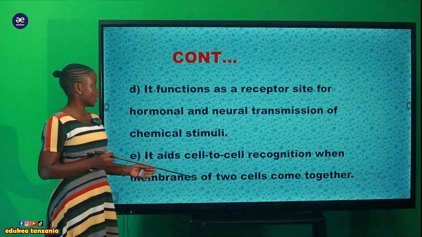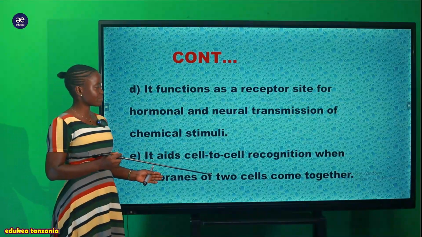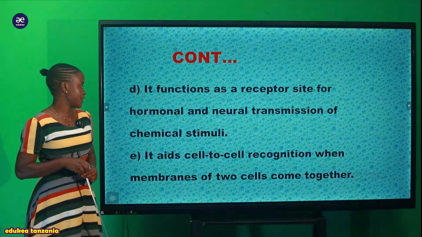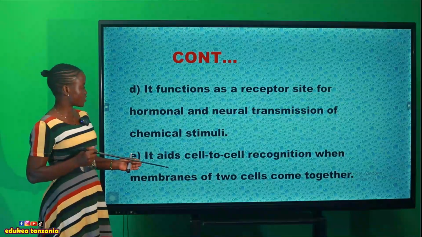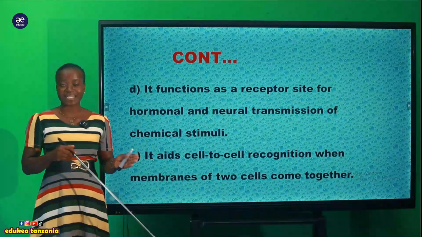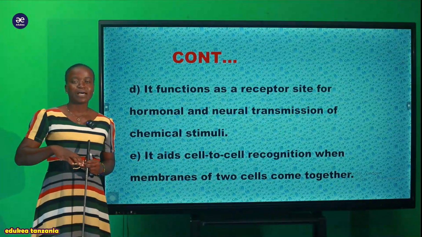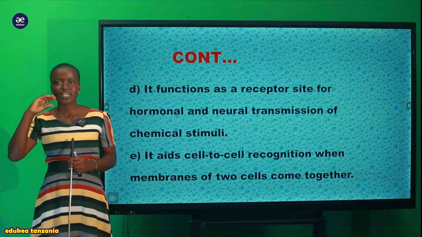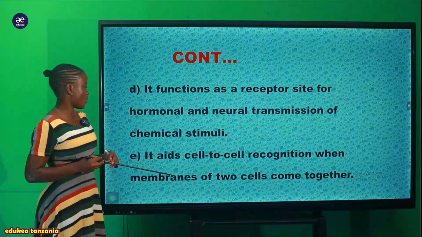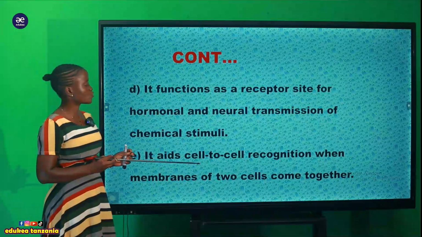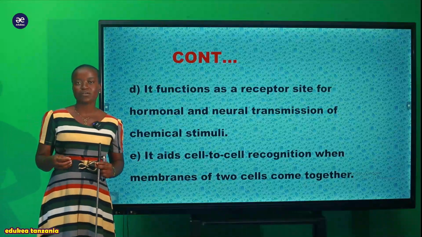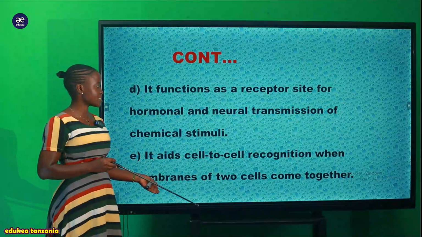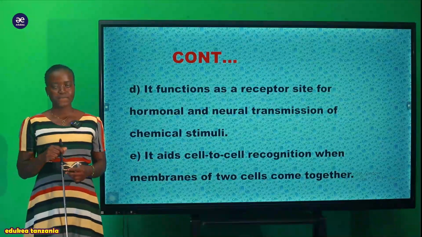When membranes of two cells come together, we have seen that this function acts as cell-to-cell recognition, kwa maana kwamba hii cell membrane ndiyo ambayo inasaidia kuunganisha kati ya seli moja na seli nyingine. That's why we can see that when the cell membranes of two cells come together, they recognize the presence of another cell. Kwa sababu gani? It's just because of the presence of this cell membrane.